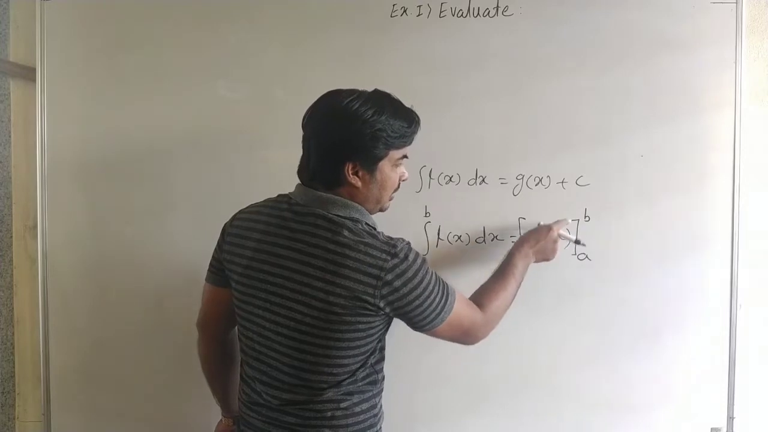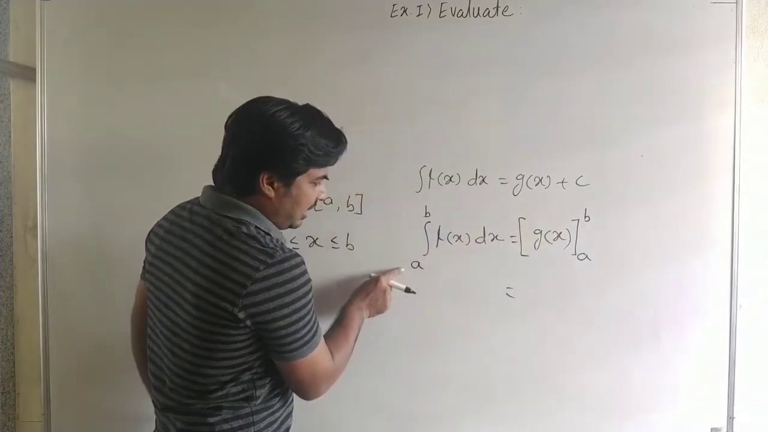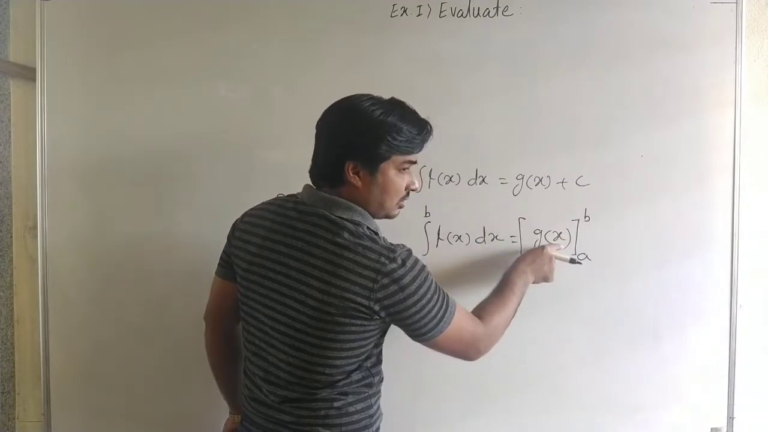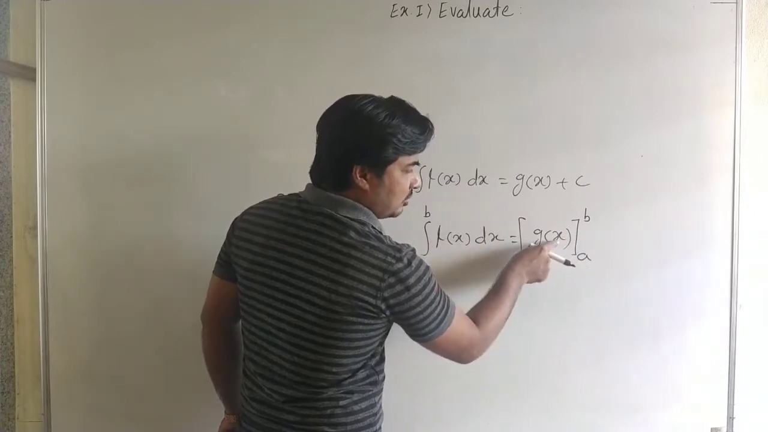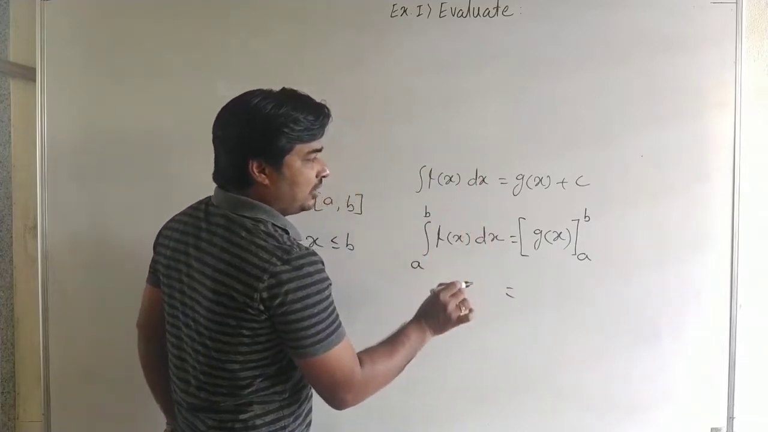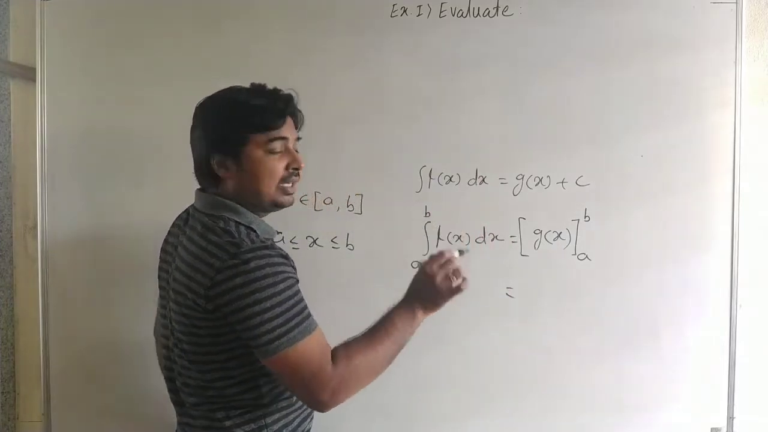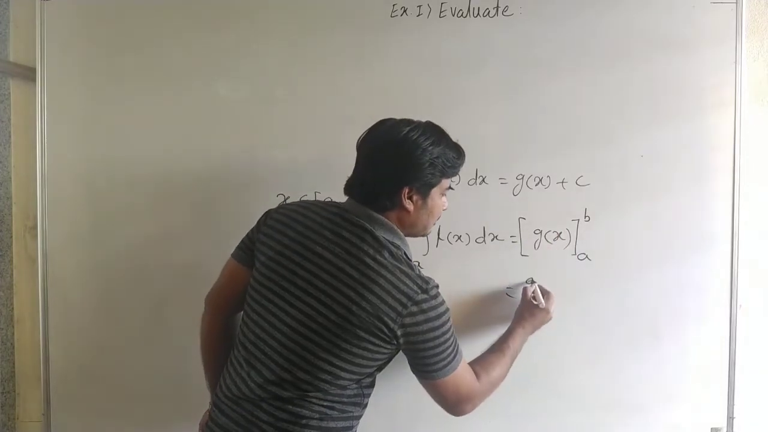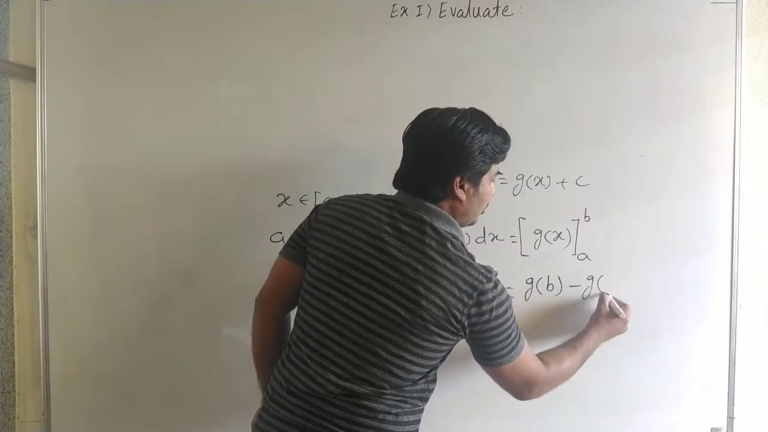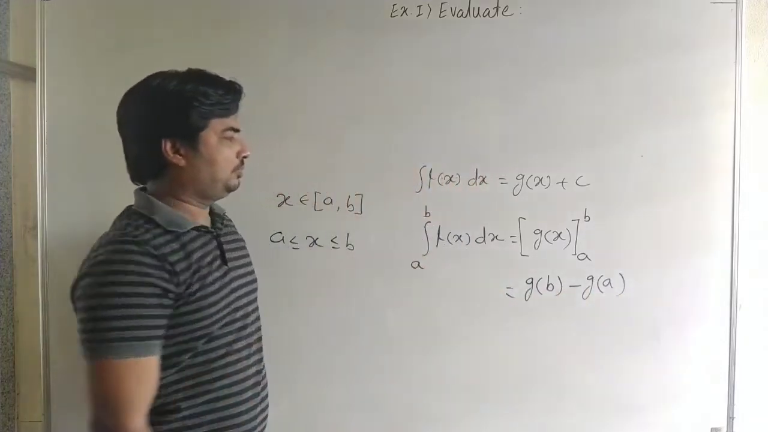First we put the upper limit, b is the upper limit and a is the lower limit. First we put the value of b, and then second we put the value of a, that is the lower limit, and the calculation is upper limit minus lower limit. When we put in an integral upper limit minus lower limit, it is the calculation of the definite integral.